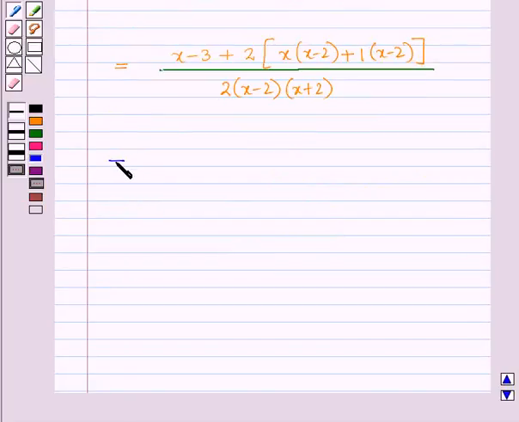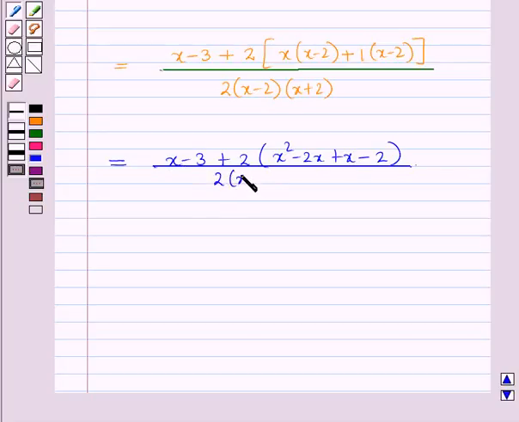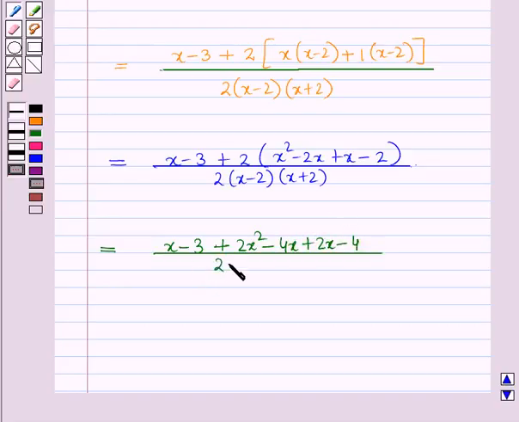And further this is equal to (x minus 3) plus 2 into (x square minus 2x plus x minus 2), the whole, whole upon 2 into (x minus 2) the whole into (x plus 2) the whole. Now this is equal to x minus 3. Now here we will open the brackets. So it will be plus 2x square minus 4x plus 2x minus 4, whole upon 2 into (x minus 2) the whole into (x plus 2) the whole.